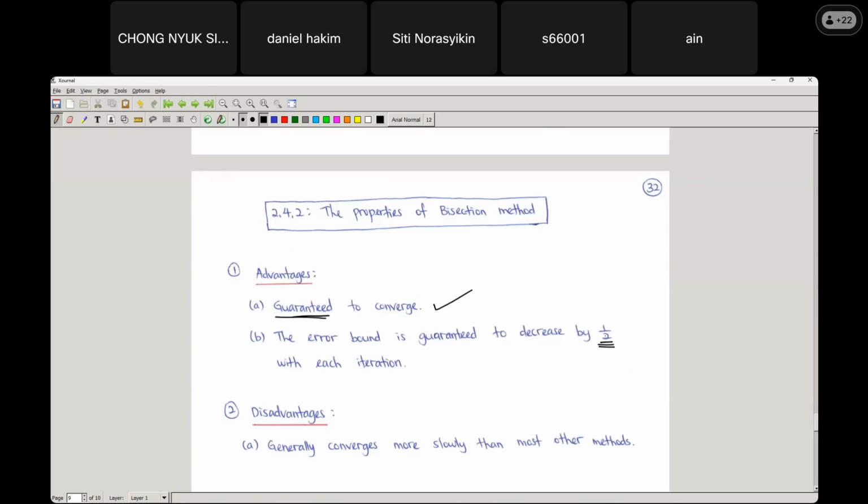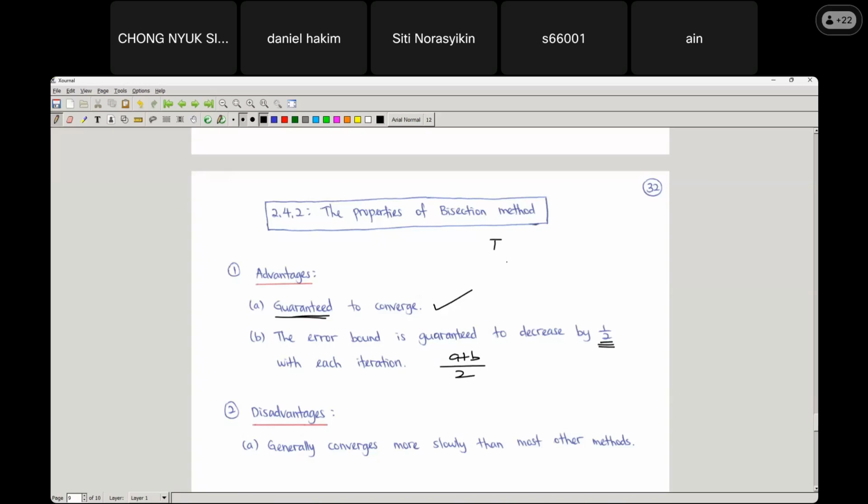Now, can you tell me why it decreases by half? Why not by 1/3? Why not by 1/6? Why not by 1/10? Why is it 1/2? Can someone tell me the reason? No? Okay, because remember, in the bisection method you need to find the midpoint. Am I right? So the midpoint is A plus B divided by 2. That's why it decreases by half, because every time you take the interval, you chop it into half, and then you analyze the half of the half interval.